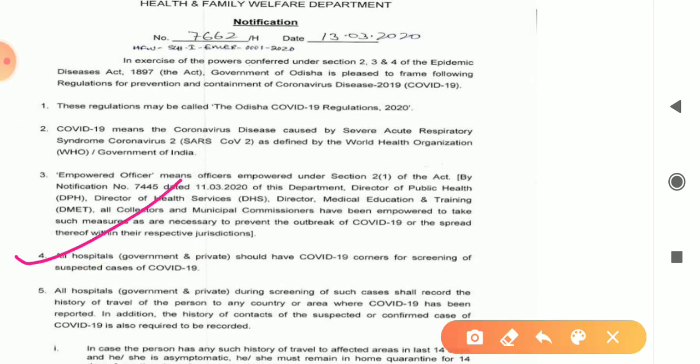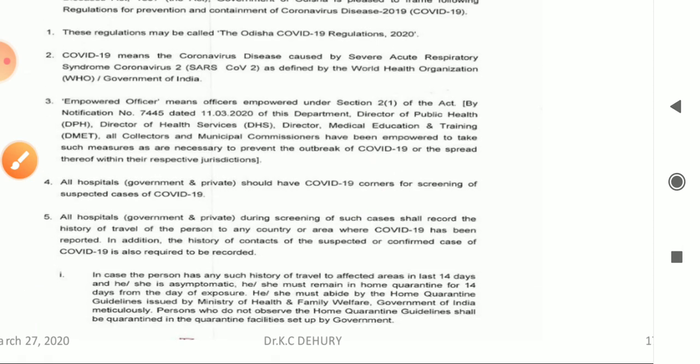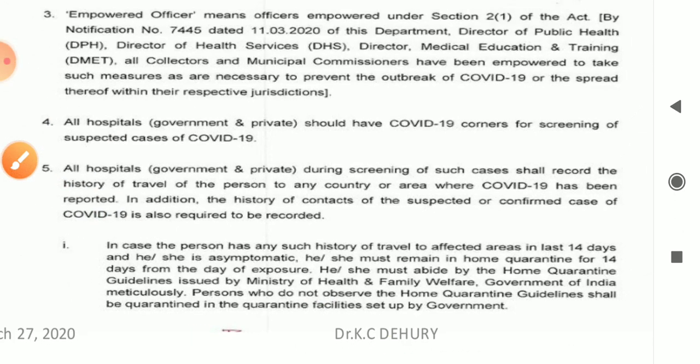In this act, it is saying all hospitals, government and private, should be COVID-19 corners, meaning they have facilities for screening of suspected cases of COVID-19. Next, if a person has any history of travel to affected areas in the last 14 days and is asymptomatic, he or she must remain in home quarantine for 14 days from the day of exposure. He or she must abide meticulously by the home quarantine guidelines issued by the Ministry of Health and Family Welfare, Government of India. Persons who do not observe home quarantine guidelines shall be quarantined in quarantine facilities set up by the government.